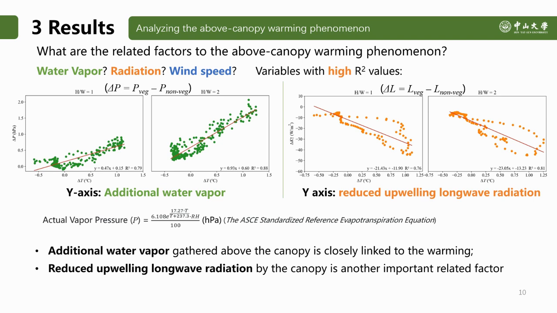These two factors tell us that the warming may be caused by the additional water vapor, which is emitted by the tree leaves and contains relatively higher energy, and the tree canopy intercepts and keeps the energy of the solar radiation, causing less radiation to hit the ground.